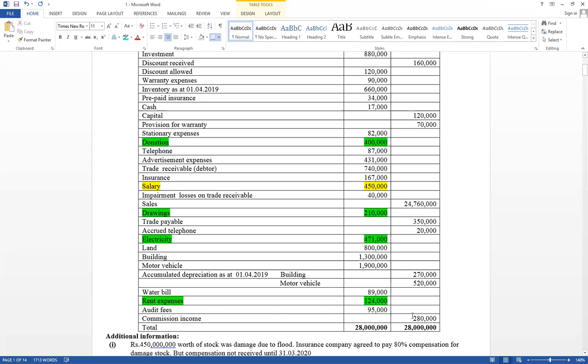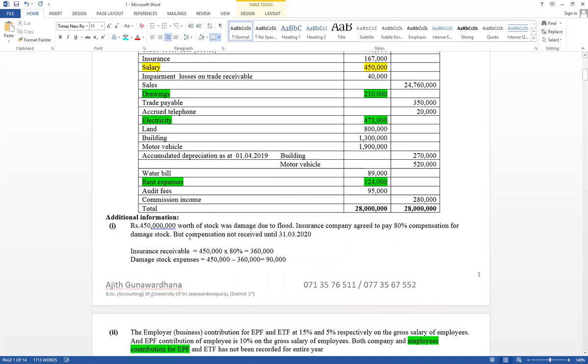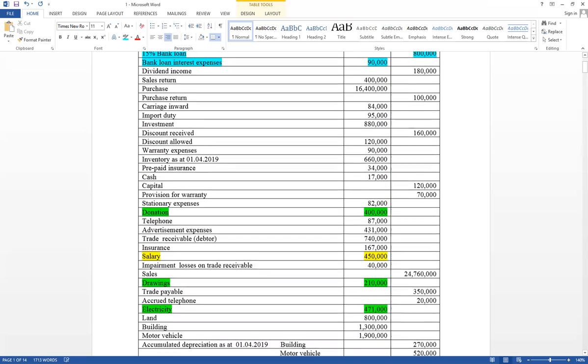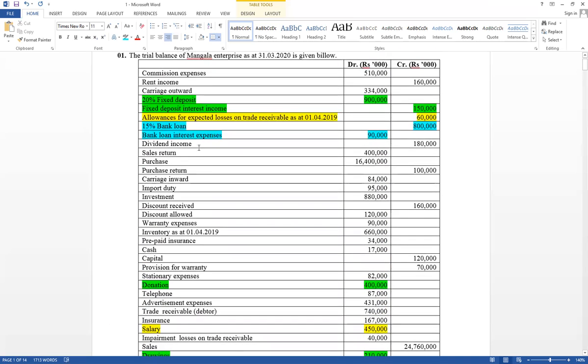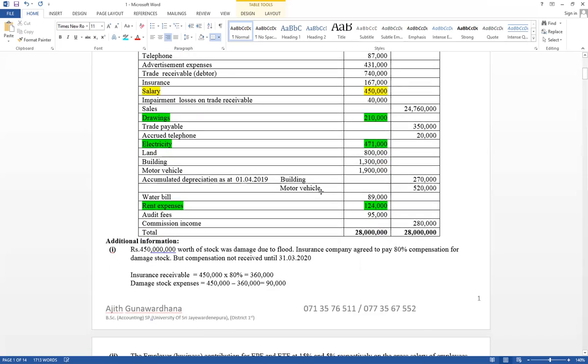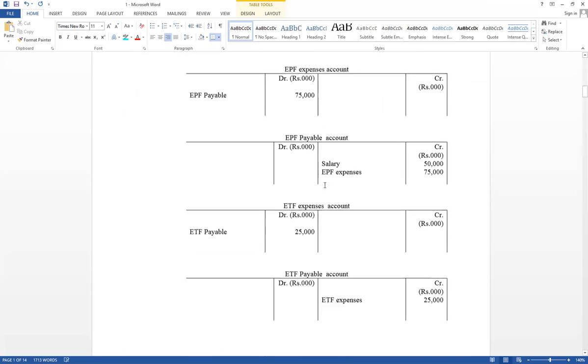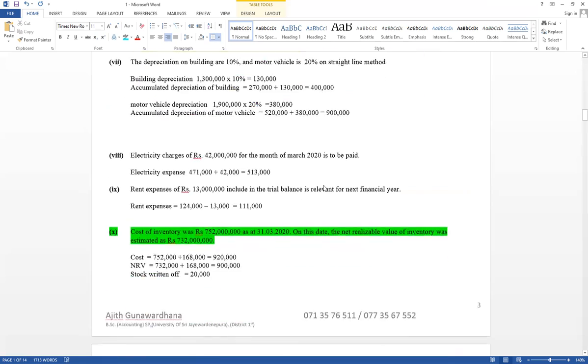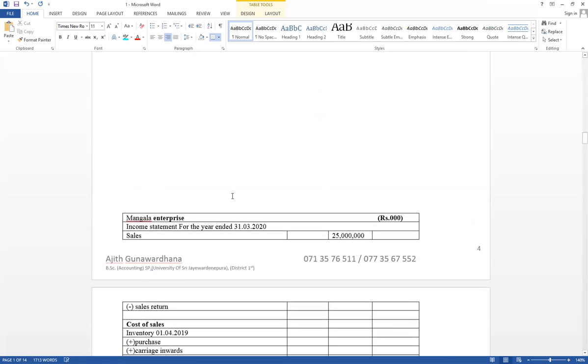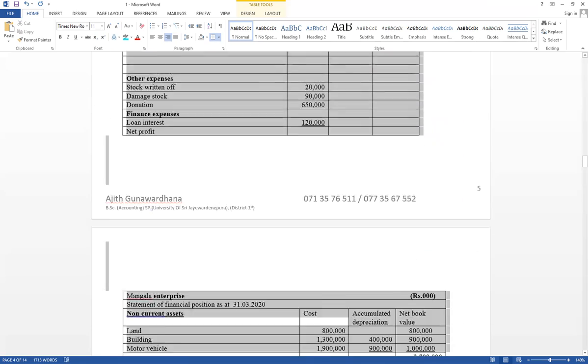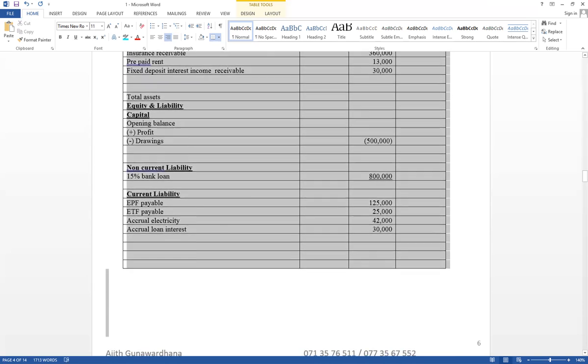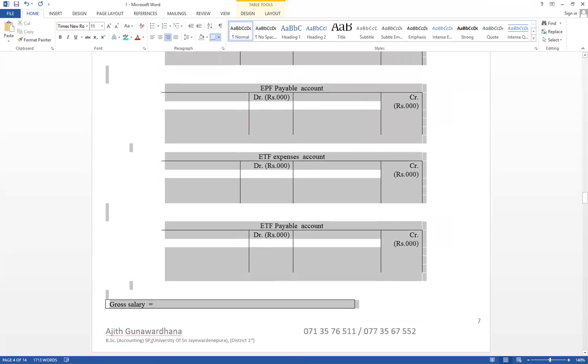Commission income should be included under other income, second column. From the beginning, additional information should be done. After that, bank loan and fixed deposit should be complete. All other information included in the trial balance should be done from the beginning. Then complete the income statement as well as the statement of financial position.